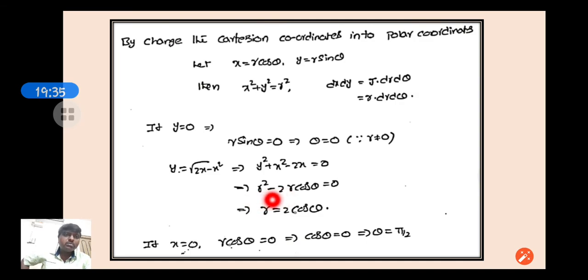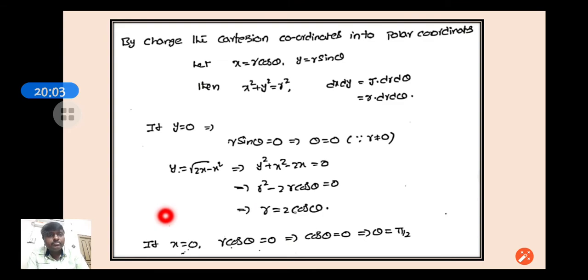In this particular term, you can take r common, r into r minus 2 cos theta. R can never be 0, so r minus 2 cos theta is equal to 0. That's why r equals 2 cos theta. From those two results you are getting theta equal to 0 as one condition, and r equal to 2 cos theta as the second condition, which represents the circle equation r is equal to 2 cos theta.